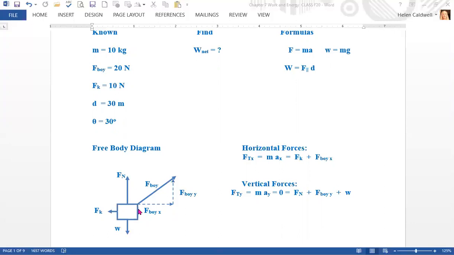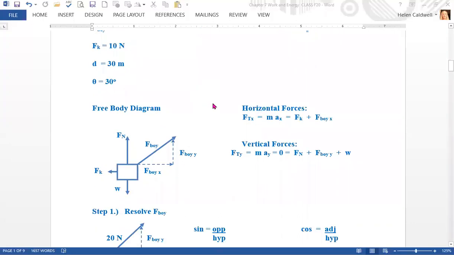So the force of the boy has to be broken up into horizontal and vertical components. Once you do that, we have to write our horizontal and vertical force equations based on the picture. So F total x equals mass times acceleration in the x direction equals every vector pointing right or left. So that would be the force of the boy in the x direction, and that would be kinetic friction. Vertical forces, anything pointing up and down. So that would be the normal force, the force of the boy in the y direction, and the weight.